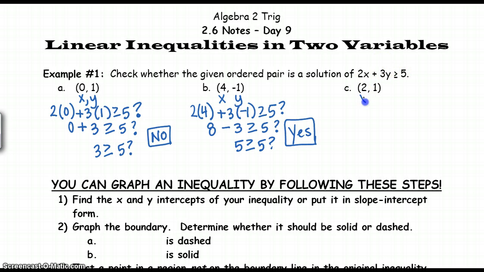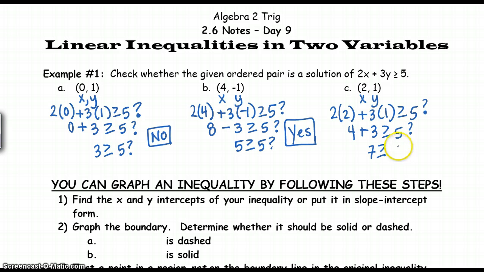Let's try C. x and y. Substituting 2 in for x, and substituting 1 in for y. We're going to find out if this is greater than or equal to 5. 2 times 2 is 4. 3 times 1 is 3. Carrying down the rest, 4 plus 3 is 7. Is 7 greater than or equal to 5? Yes, 7 is greater than 5. So this ordered pair is also a solution to the inequality.